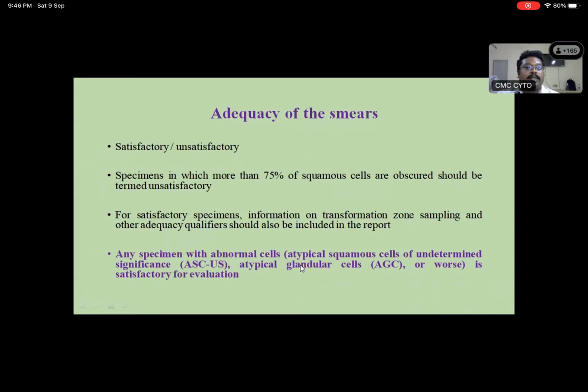So coming to adequacy of the smears, smears can be classified as satisfactory or unsatisfactory. It is called unsatisfactory when more than 75% of the squamous cells are obscured by any reason, any drying, hemorrhage, or inflammation. Anything other than that, it is satisfactory. Now, in examination of the satisfactory specimens, we should inform in the report about the presence of the transformation zone. Why is that important, Dr. Rajiv?